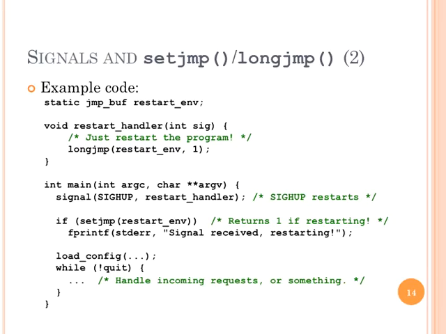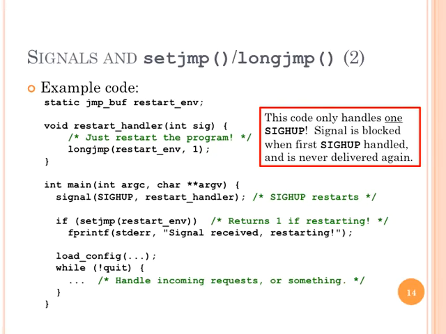The only problem is we only ever get one hang up, because when we longjmp out, hang up is now blocked, and it doesn't get unblocked by longjmping out. So this is part of an issue here.